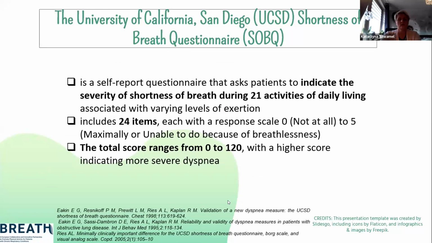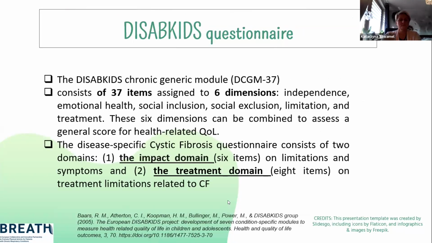The University of California, San Diego Shortness of Breath Questionnaire is a self-report questionnaire for patients which indicates the severity of shortness of breath during 20 different activities of daily living. It includes 44 items, and the total score ranges from 0 to 120, and a higher score indicates more severe dyspnea.